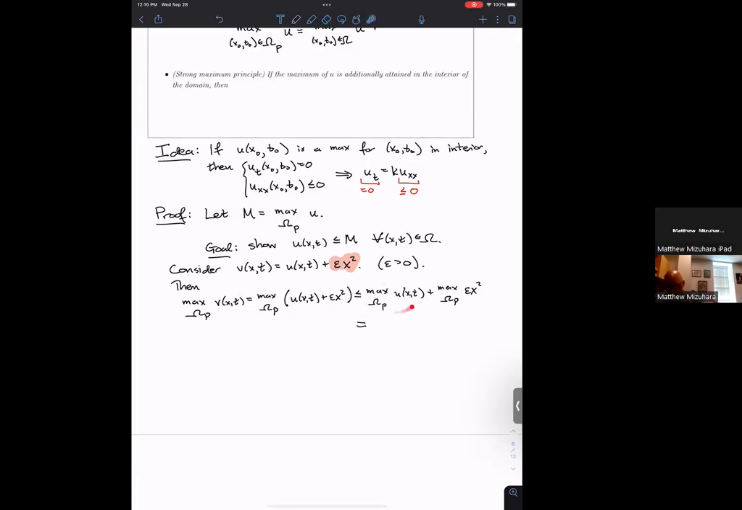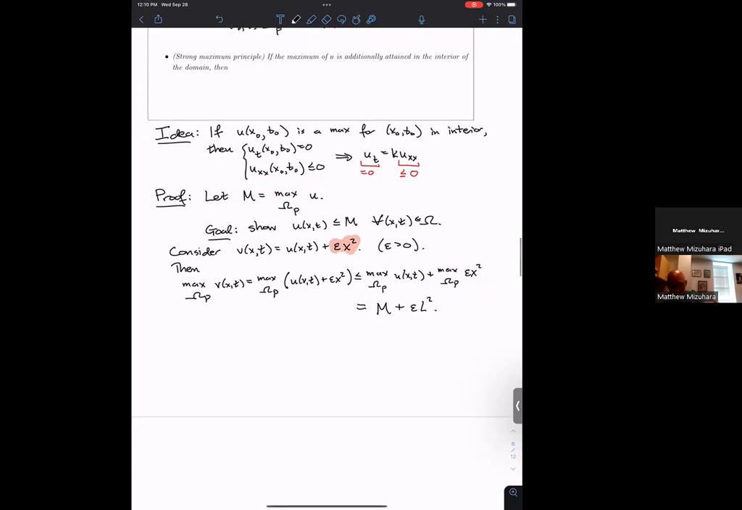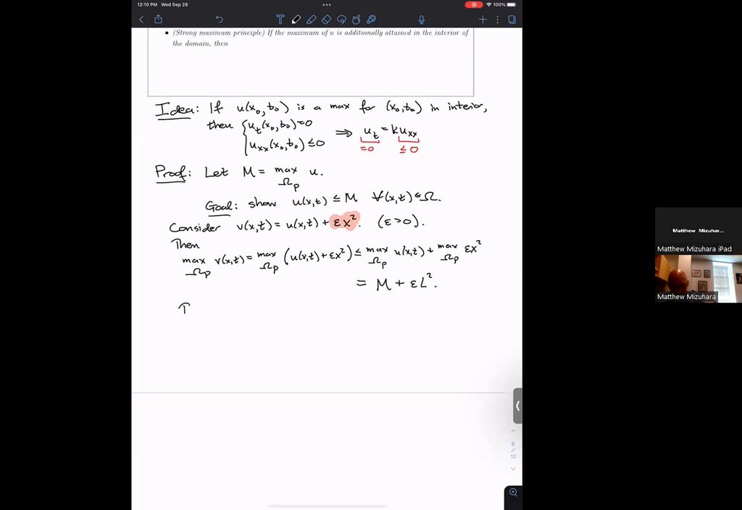So the max of the parabolic boundary of u, we said before, is denoted by M plus, and now we ask what's the maximum of this function epsilon x squared? Well, x we know is between 0 and L, so the biggest that can be is just L, so epsilon L squared. So what we've shown in total is that V on the parabolic boundary is not bounded by M, it's actually bounded by M plus epsilon L squared, where L is the length of the space interval.